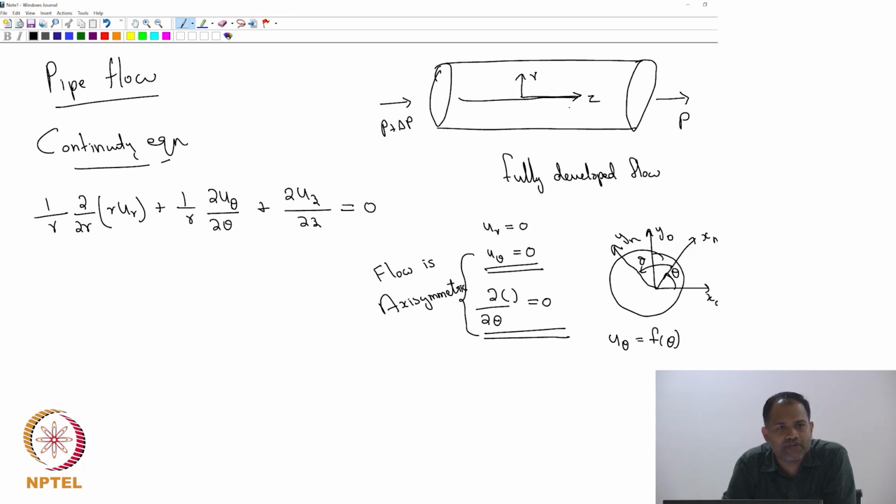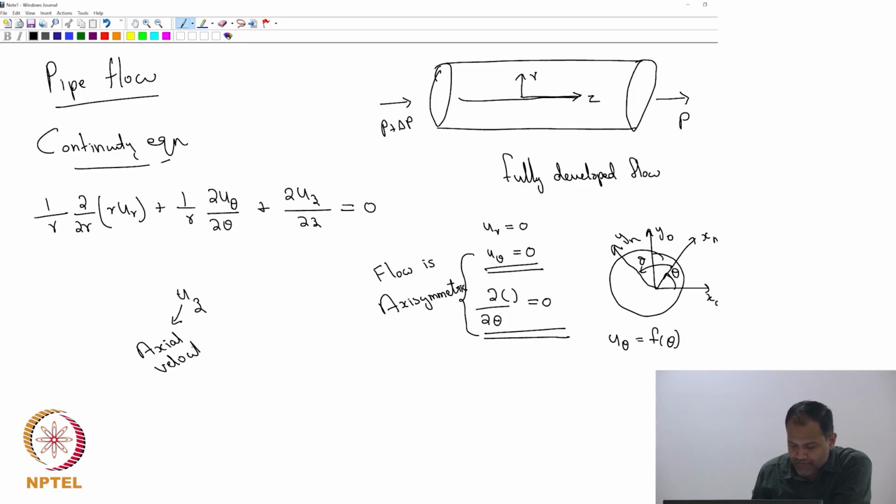That's the assumption that we have taken, and we are only looking for the uz component. The uz component is typically called the axial velocity. That's velocity along the axis.